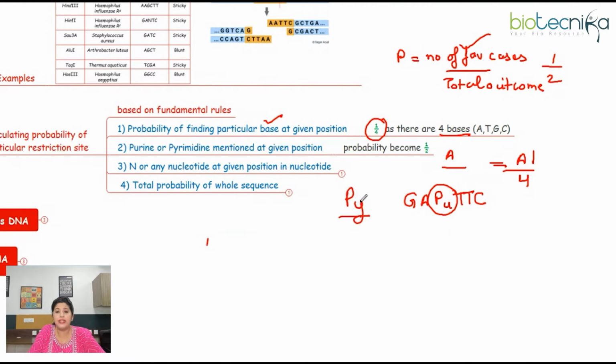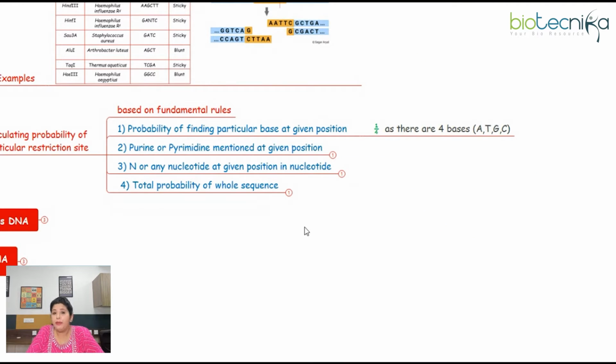Similarly, anywhere in a sequence, if pyrimidine is mentioned, it can be cytosine or thymine. So how many total outcomes are there? Two outcomes, right? So if you are looking for the probability of a purine, the purines are adenine and guanine. To find the purine or pyrimidine at a given position, the probability is always 1 by 2.